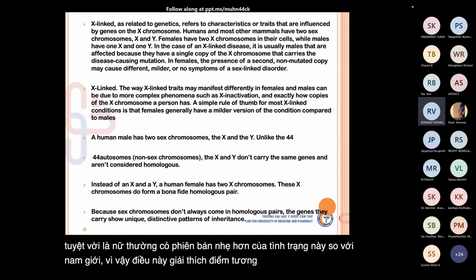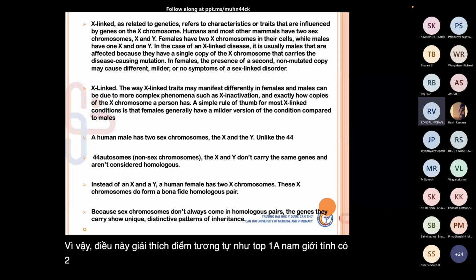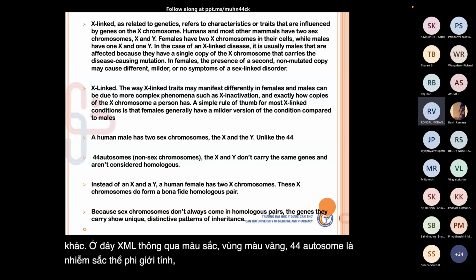A human male has two sex chromosomes, the X and Y, unlike the other 44 autosomes. Here the X and Y are called the allosomes. Unlike the 44 autosomes, which are the non-sex chromosomes, the X and Y don't carry the same genes and aren't considered homologous pairs.